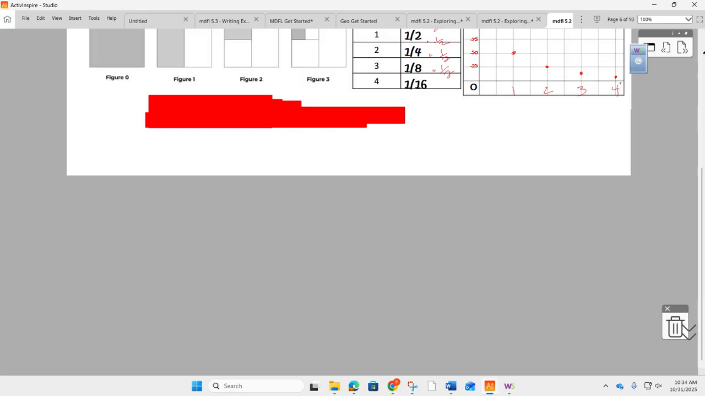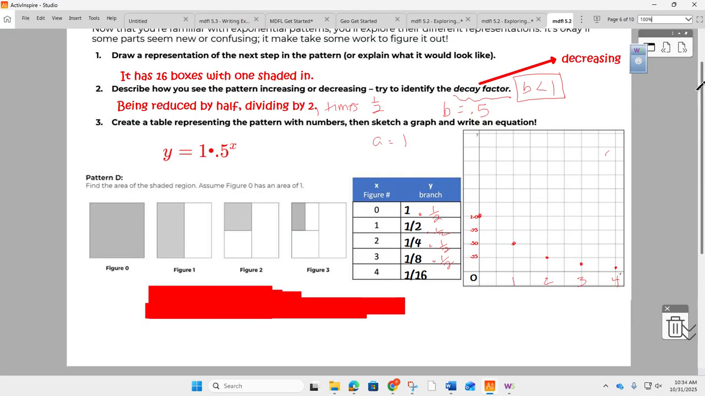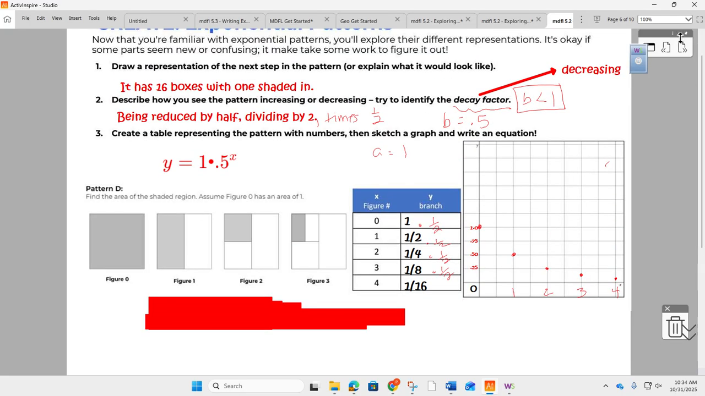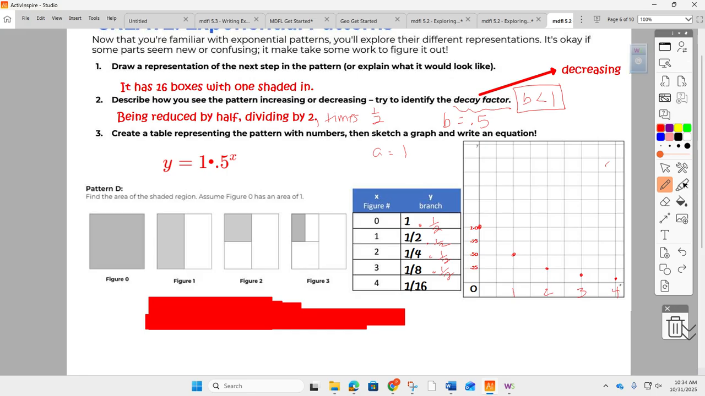So if you sketch that graph now, you can see that now that curve is going down from left to right. So that is the difference between a decay function and a growth function.